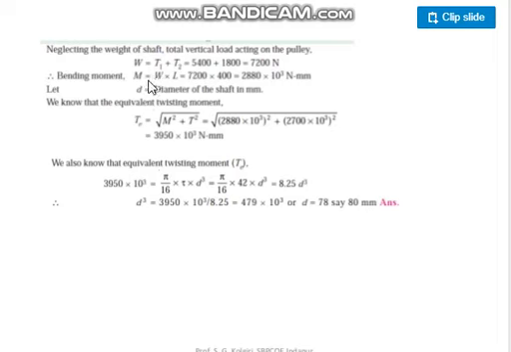The cantilever formula for finding the bending moment is equal to the weight into the length. The weight is 7200 newtons, that is this one, and the distance is 400. So you will get 2880 into 10 to the power 3 newton millimeter. So now you have got torque also, and you have got bending moment also. In this case, torque is 2700, bending moment is 2880.